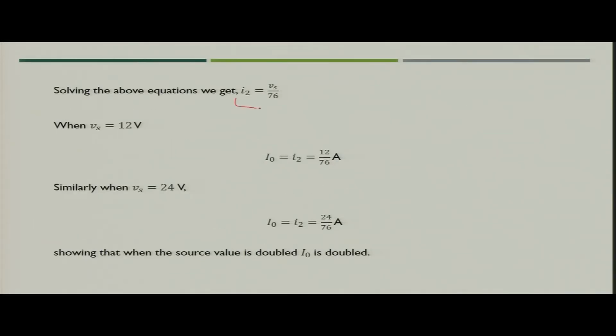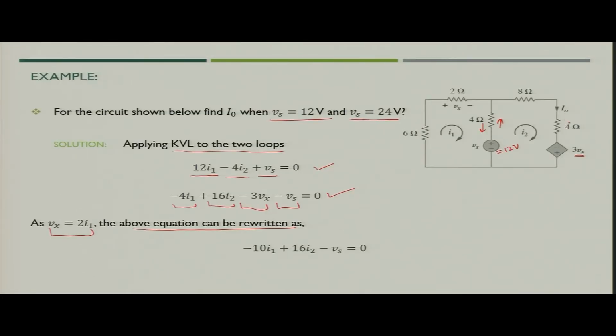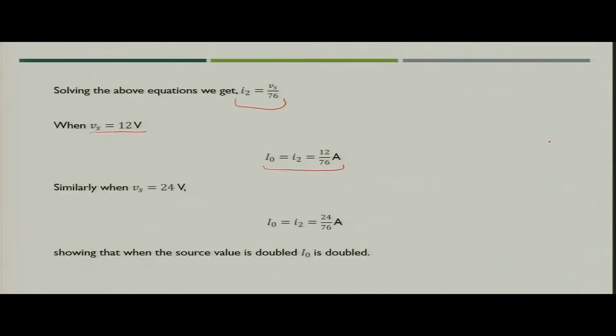You will get I2 is equal to Vs by 76, and in case one, when you take Vs is equal to 12 volt, you will get I naught, that is nothing but I2 in this case, because I naught is nothing but I2. In that case, the value of I2 would be 12 by 76 ampere in case of I naught.